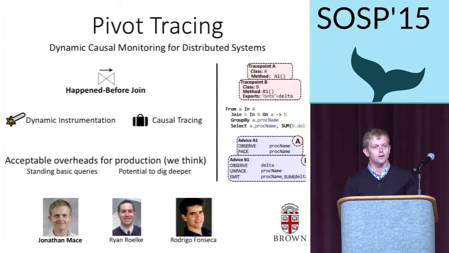So I was wondering, if two threads of the same application communicate via signals, how would you be able to... Sorry, could you speak up slightly? If two threads communicate via signals, like one signals the other one to do something, how would you propagate the baggage?